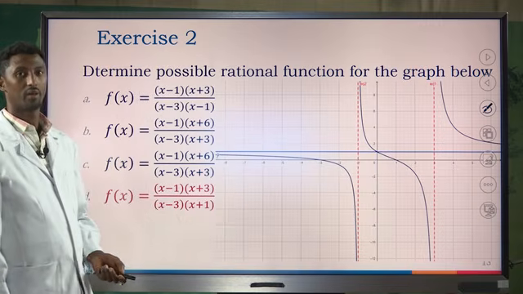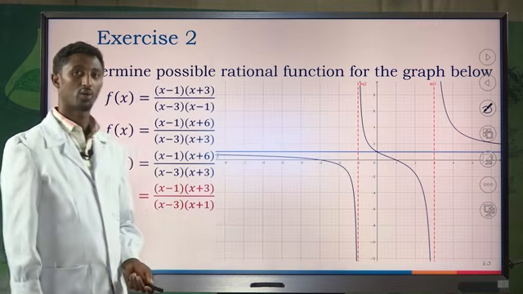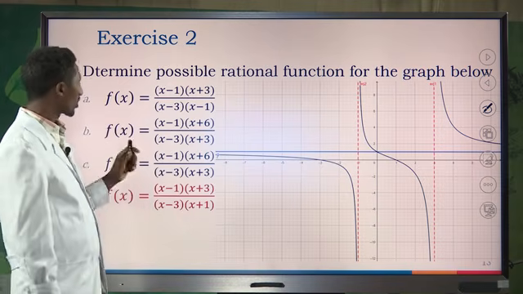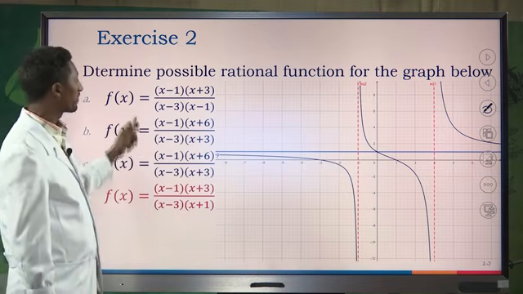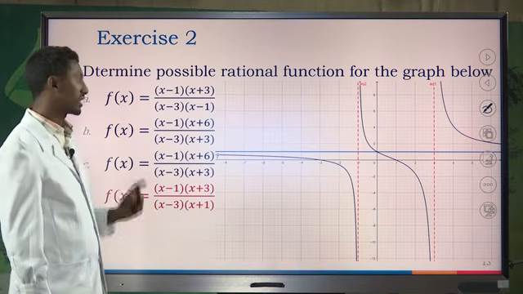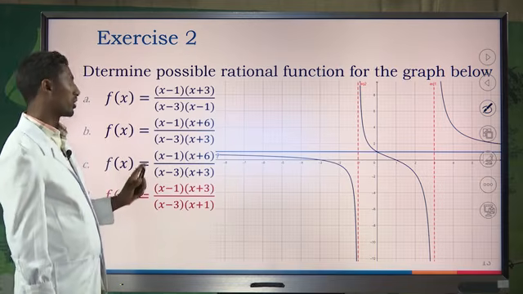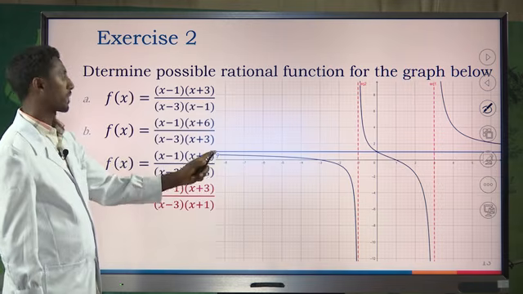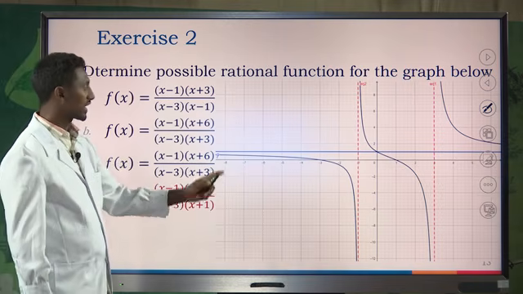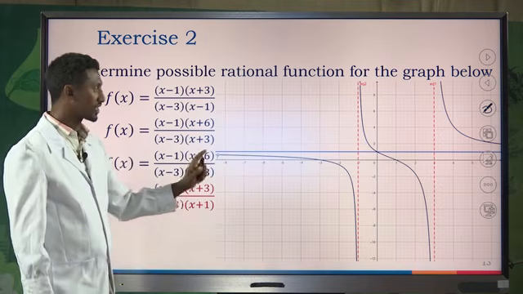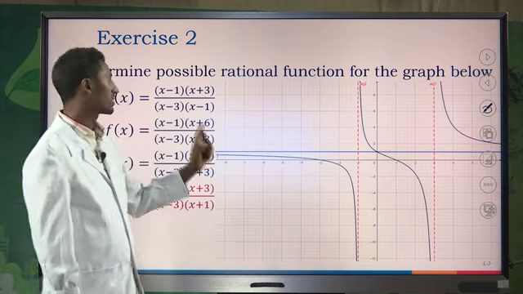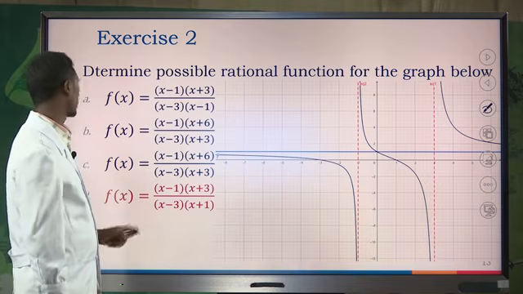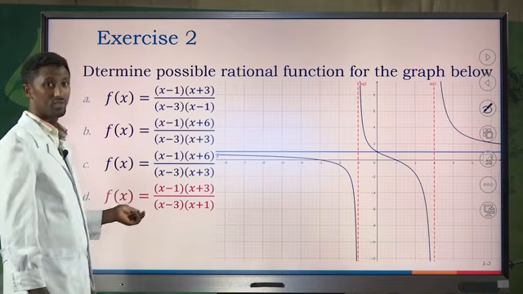Another example, the graph of a rational function is given here. Determine which rational function could represent the graph. So use the necessary information that corresponds with the graph: a vertical asymptote, a horizontal asymptote, x-intercept, and y-intercept. So after you write that, choose from these. Already the answer is given.